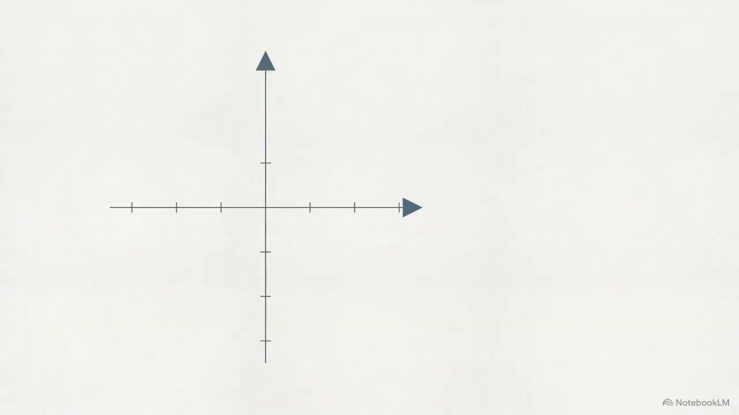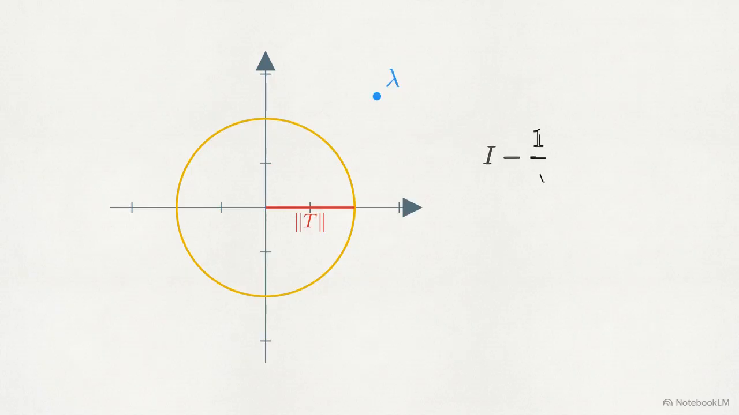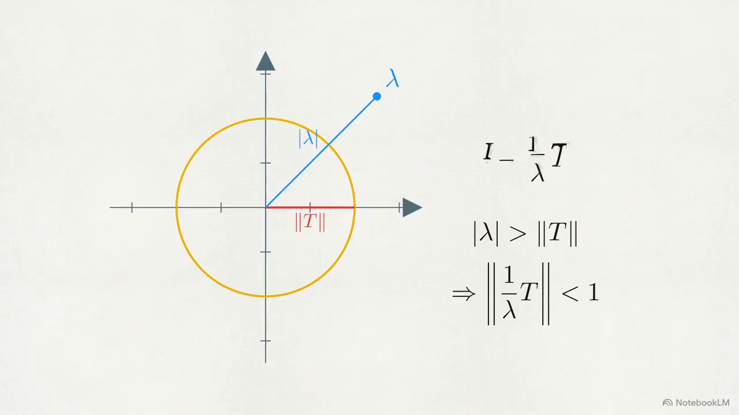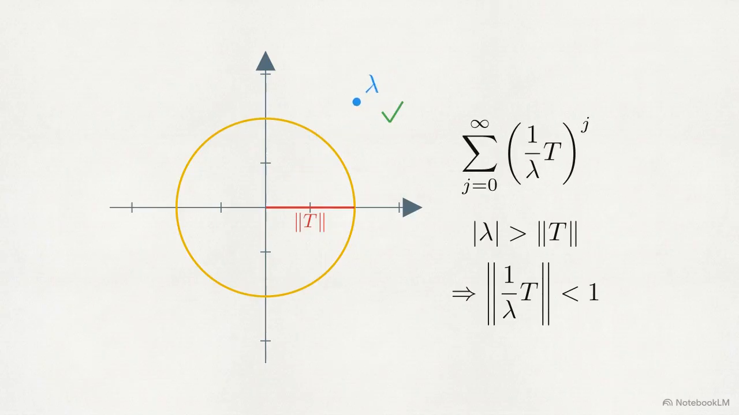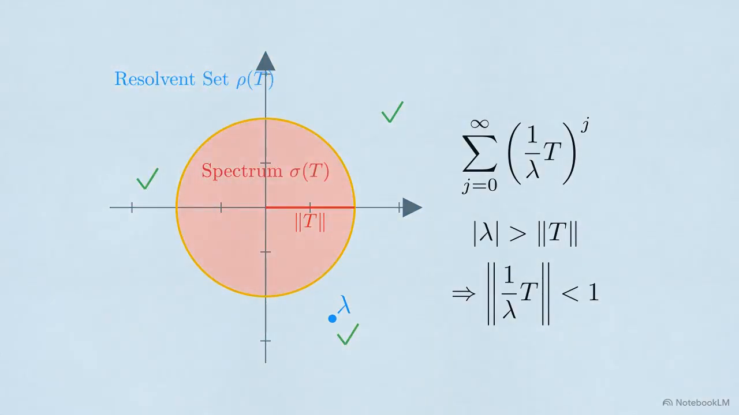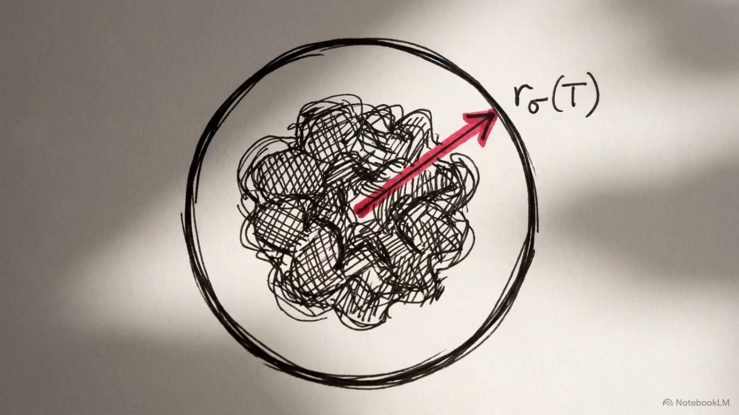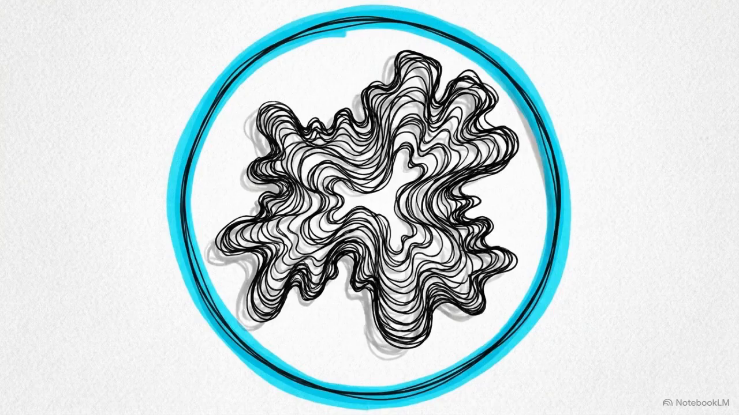We define a circular boundary with a radius equal to the operator norm. By analyzing the operator for values of lambda that exceed this norm, we isolate a term in the form of I minus 1 over lambda times T. If the absolute value of lambda is greater than the operator norm, the Neumann series converges. This confirms the inverse exists for every point outside this boundary. The smallest disk that fully contains the spectrum is the spectral radius. Because the spectrum is both bounded by the norm and closed, it is a compact set, a finite region of complexity in the infinite plane.